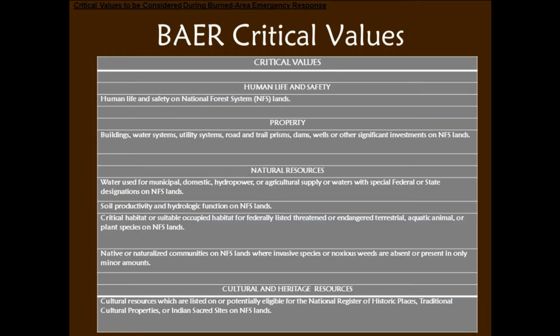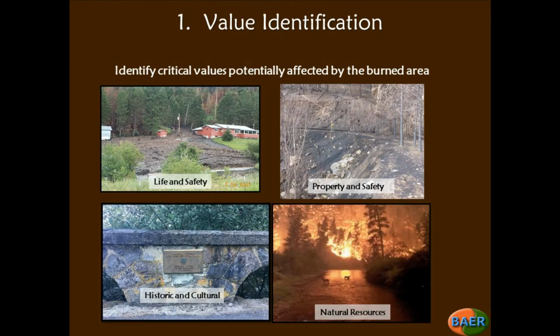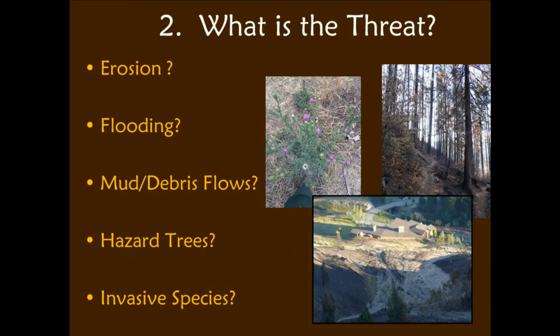And this is just an example of Forest Service critical values. Again, for Ukraine, you would develop your own list of those critical values, those things that you care about. So when we think about those, like I said, this is just that first step. Is it life safety that something's going to affect? Is it property? Is it our resources? Like I already said, what's the threat? And this is just a list of things that commonly occur in the United States. It certainly could be different in Ukraine.